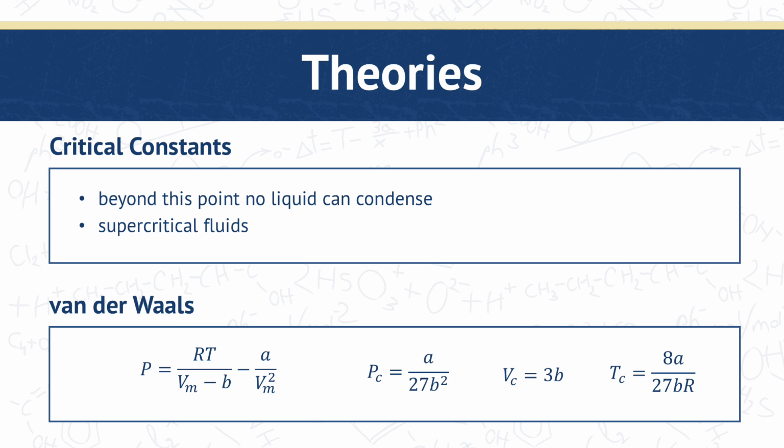For the van der Waals equation, here are the values of the critical constants. For the critical pressure, it is equal to A over 27B squared. For the critical volume, it is equal to 3B. And lastly, for the critical temperature, it is 8A over 27BR. You may ask, do we need to memorize these things? Thankfully, if you know your Cal Eng 1, you can just derive it from the original equation.